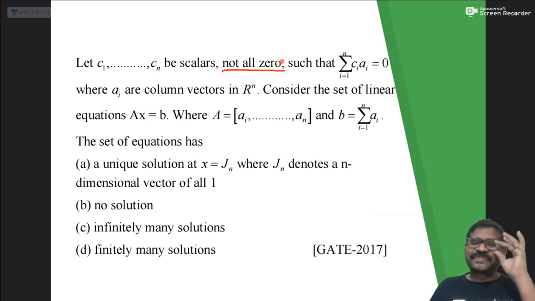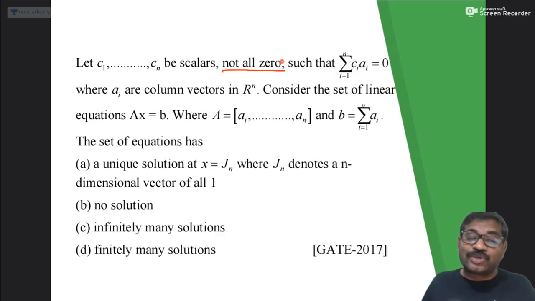Such that sigma Ci Ai equal to 0, where Ai's are column vectors in R power n. Consider the set of linear equations Ax equal to B, where A is equal to [A1, A2, ..., An], and B is equal to sigma i equal to 1 to n of Ai. Then the set of equations has.